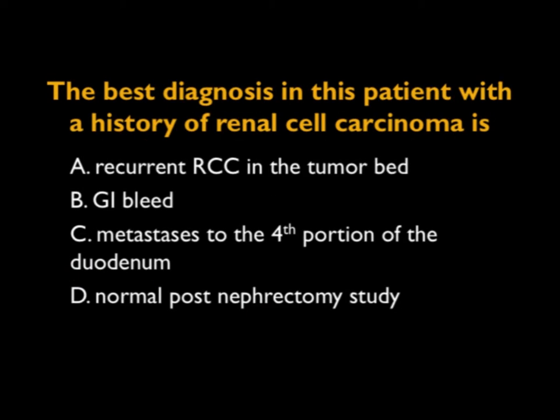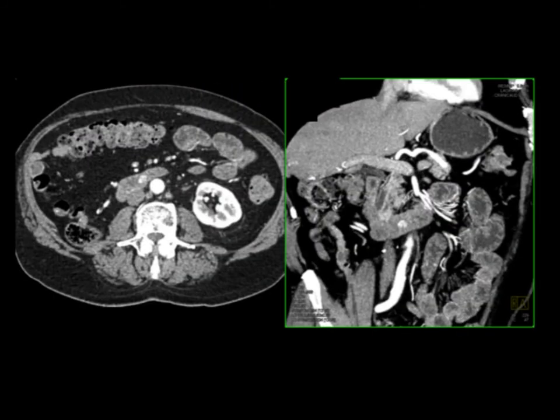This is a great case. History is very helpful. You look at the images, patient's missing the right kidney, and I've told you the patient had renal cell carcinoma, so the patient's had a right nephrectomy. If you look at the images, the key finding is both on the axial and coronal, there's about a 1 centimeter enhancing lesion within the duodenum. This is classic for a metastasis.